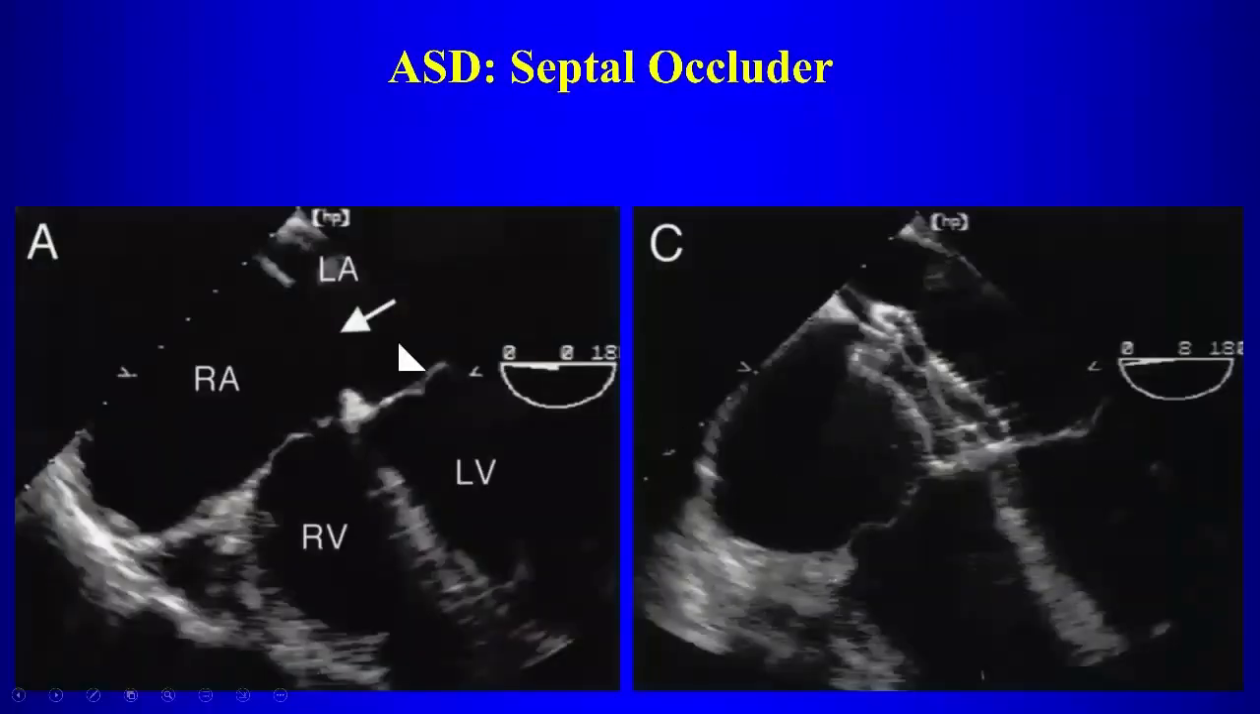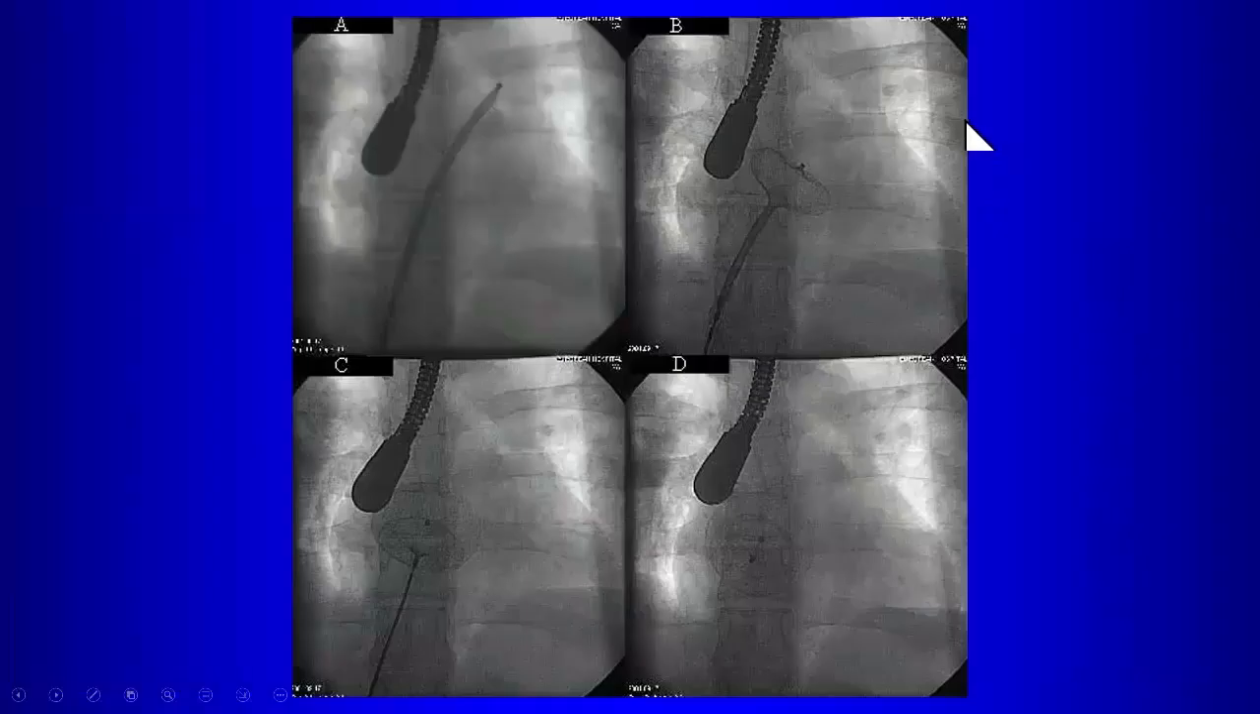All right. So here it's placed under fluoroscopic and echocardiography guidance. There's your ASD. There's the device going across the ASD, gripping the rims of the atrial septal defect, and that's what keeps the device in place. So this is a transesophageal echo probe, right? And here they are deploying the device across this atrial septal defect.